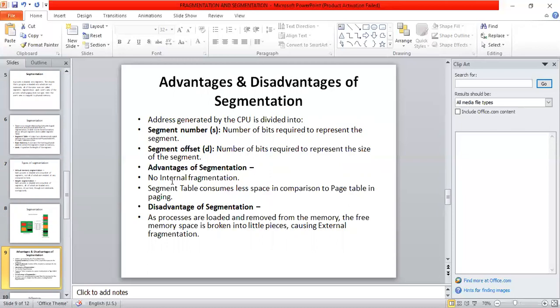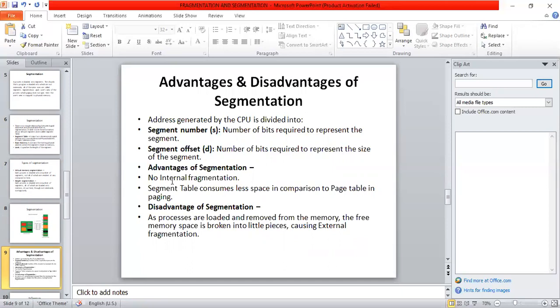Now, we'll study the advantages and disadvantages of segmentation. Advantages: when we use segmentation, there is no internal fragmentation. The average segment size is larger than the actual page size, so there is less overhead. It is easier to relocate segments than the entire address space. The segment table is of lesser size as compared to the page table in paging.